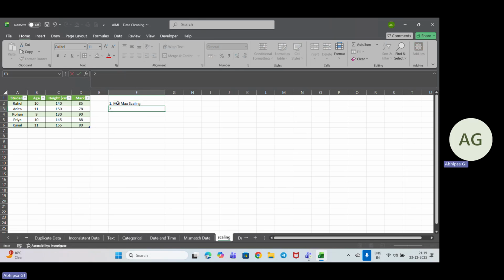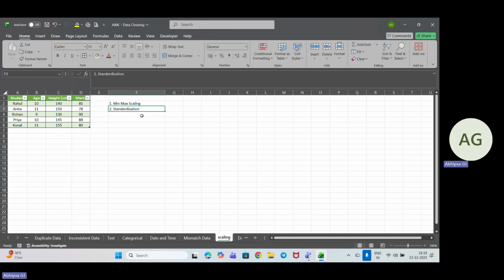And number two is standardization. Sorry, my screen has frozen. Just a moment. Yes, it is coming up now.